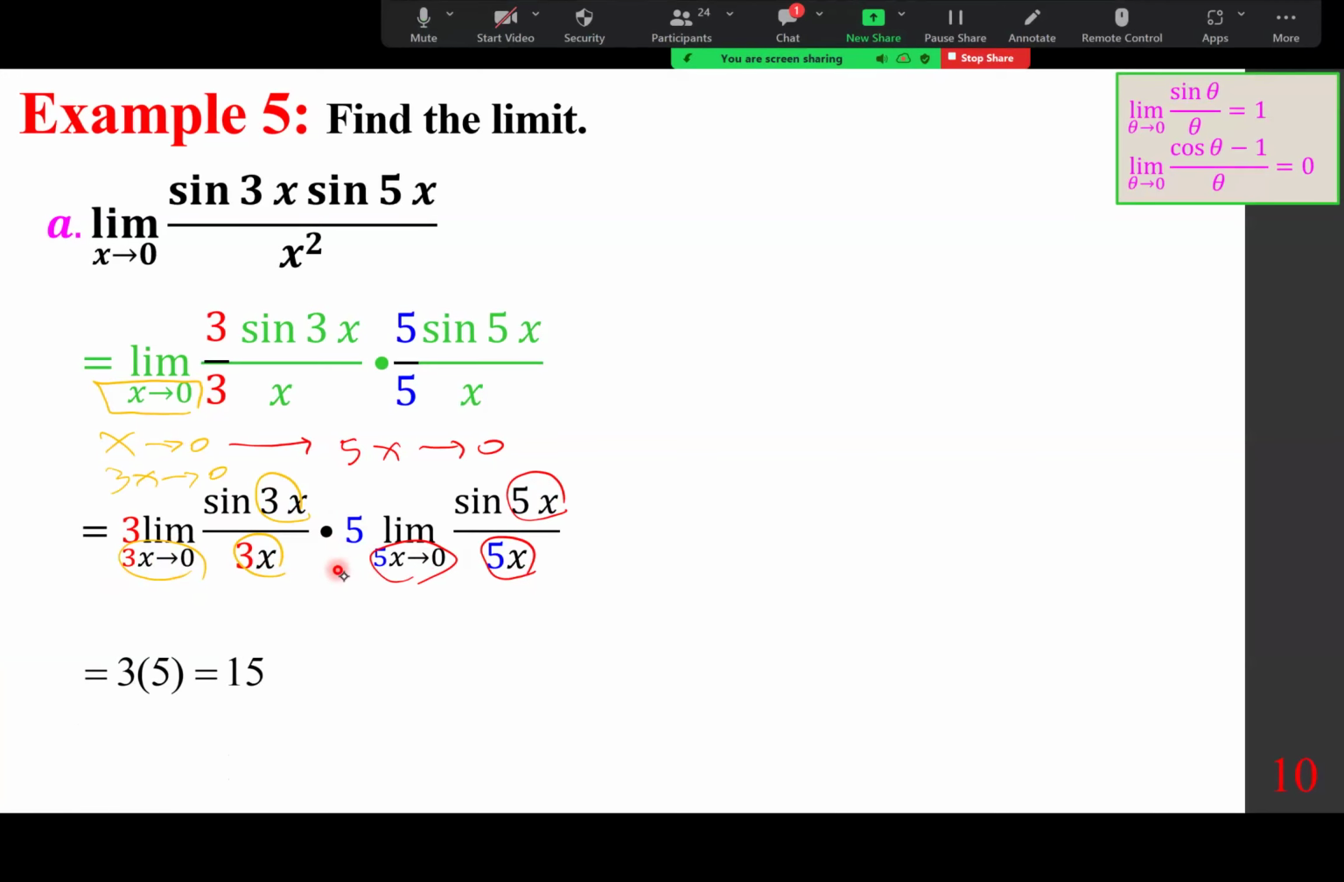If you want to make the change like that, you can say, take a look. I'm going to do one of them. This is the same as 3 times the limit of sine theta over theta as theta approaches 0. In this case, you let theta represent 3x. Do you follow what I'm saying? You don't have to do that. 3 times 5 is 15.